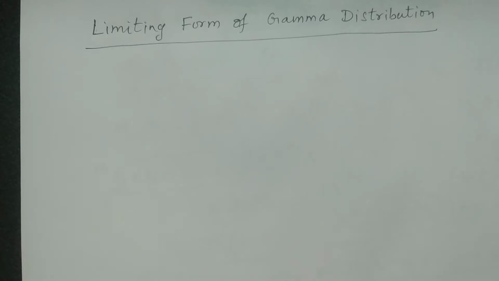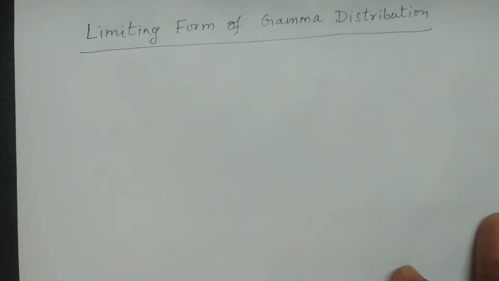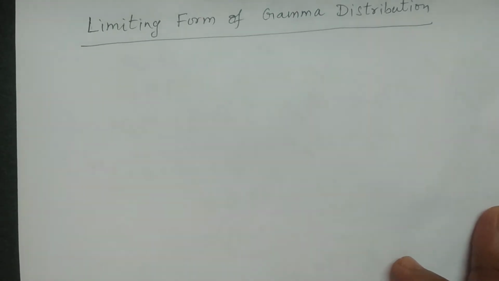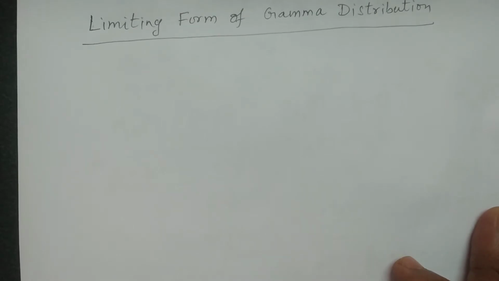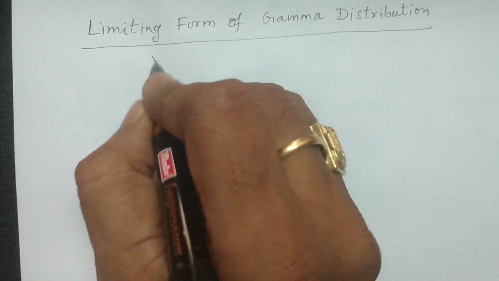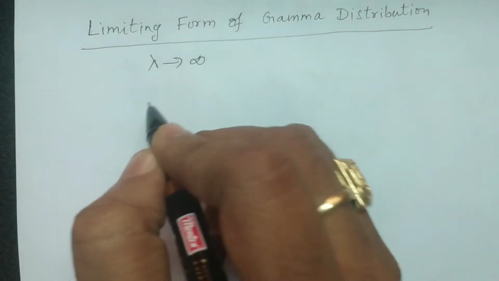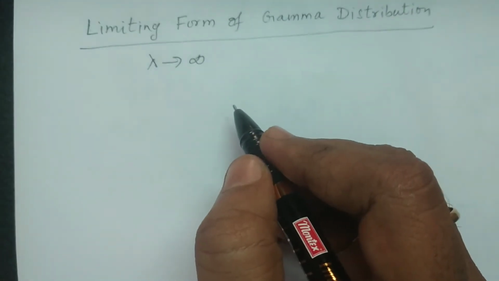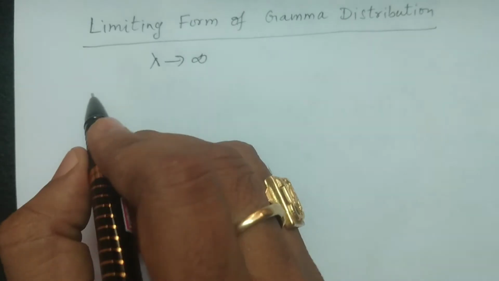In this lesson, I explain the limiting form of the gamma distribution. That is, as the parameter lambda tends to infinity, the gamma distribution tends to the normal distribution. This is the statement of this particular limiting form, or limiting case, of the gamma distribution. For large values of lambda, that is, as lambda tends to infinity, the gamma distribution tends to a normal distribution. That is the statement.